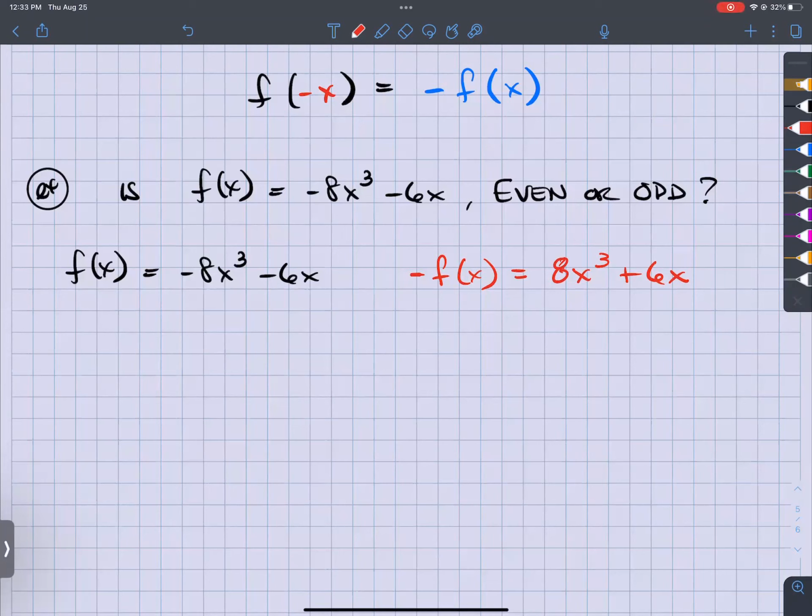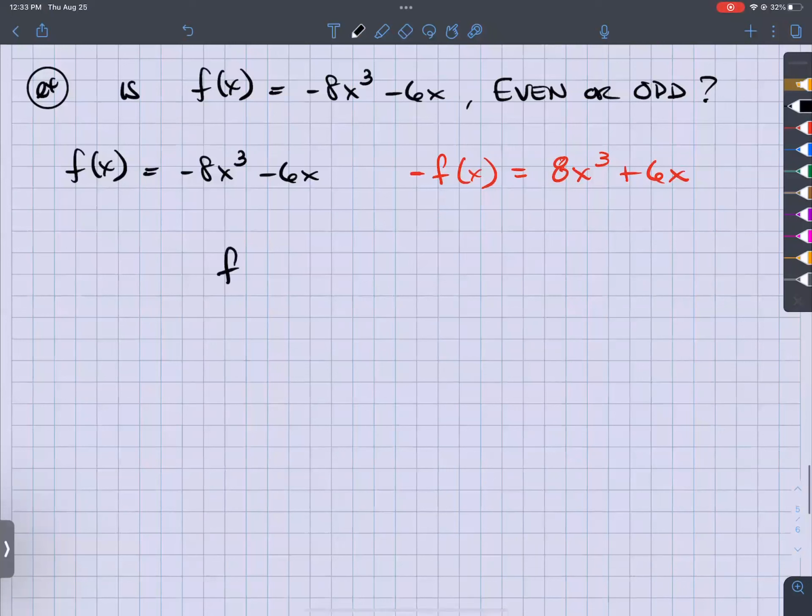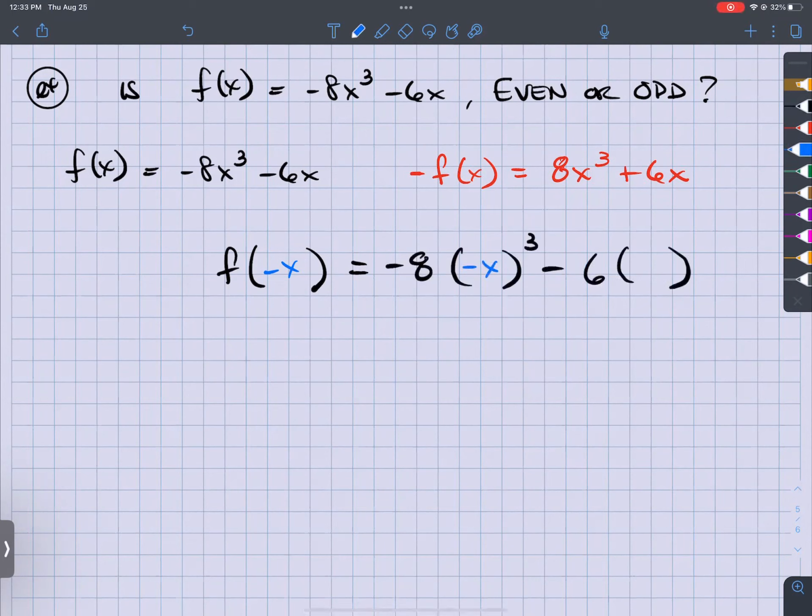So now, step 2. I'm now going to find f of negative x, which means anywhere there's an x, replace it with negative x. So I have negative 8 parentheses q minus 6 parentheses, and replace those with negative x.